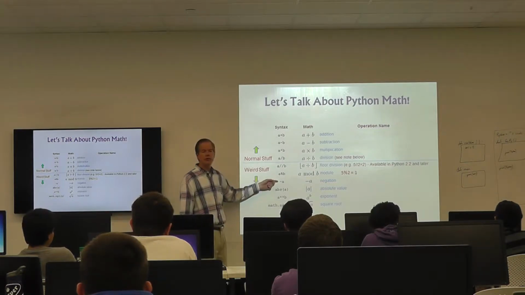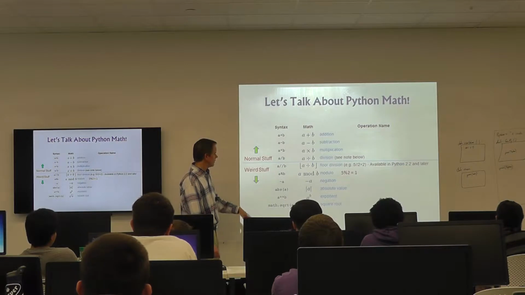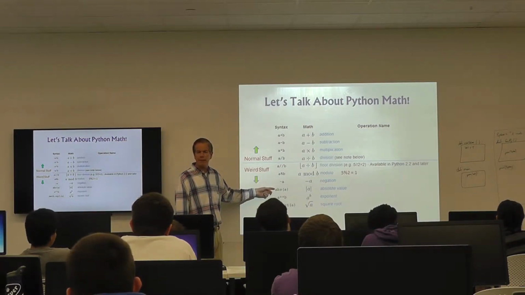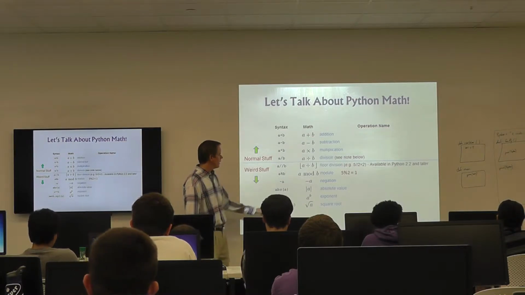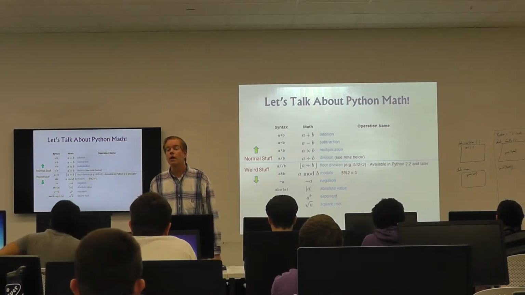Alright, negation. How do we do negation? We just put a dash in front and poof, it is negative. But that's fine. If we want to make something positive, we use what's called absolute value, or ABS. Gotcha. We want to raise something to a power. How do we do that? Square something. I want to square something. How do I do it?